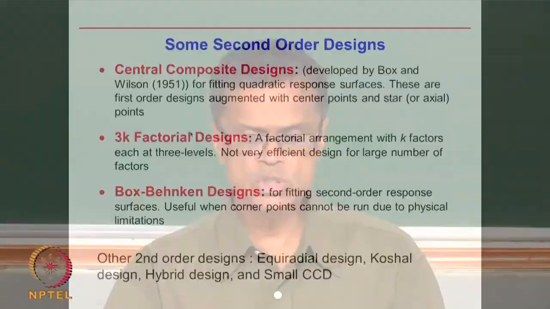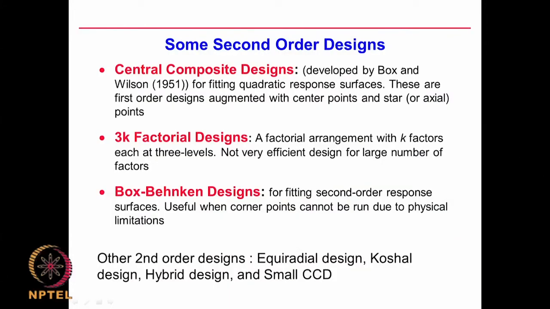Okay. So, central composite designs, developed by Box and Wilson. These are first order designs augmented with center points and star points. The center point is right in the middle, and the star points are outside. First order designs are your factorial designs. There is also the 3 power k factorial design, a fractional arrangement with k factors each at 3 levels. Then the Box-Behnken design, which is almost like central composite, but the corner points are not used; they use some other points. Okay, so we look at each one of them.